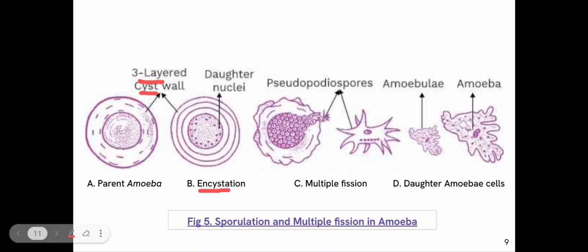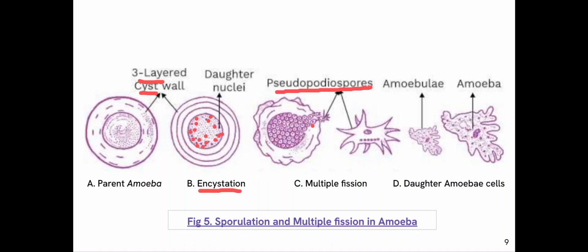and this stage is known as encystation. Once it has covered itself, protected itself with these three layers of cyst walls, the nucleus of the parent amoeba cell repeatedly multiplies, repeatedly divides to form several nuclei. Again, each of these nuclei accumulates some amount of cytoplasm and a cell membrane to form pseudopodiospores.